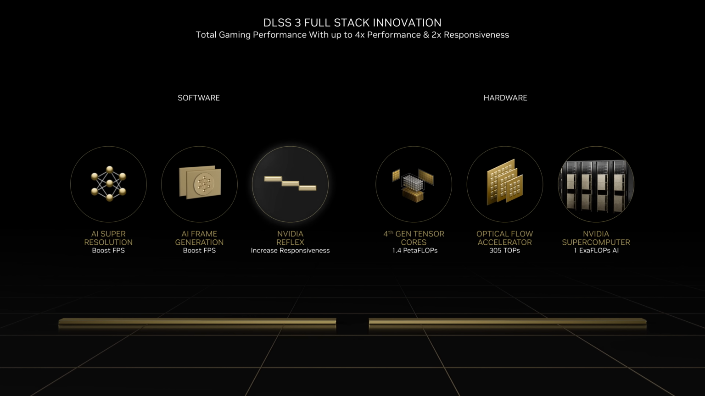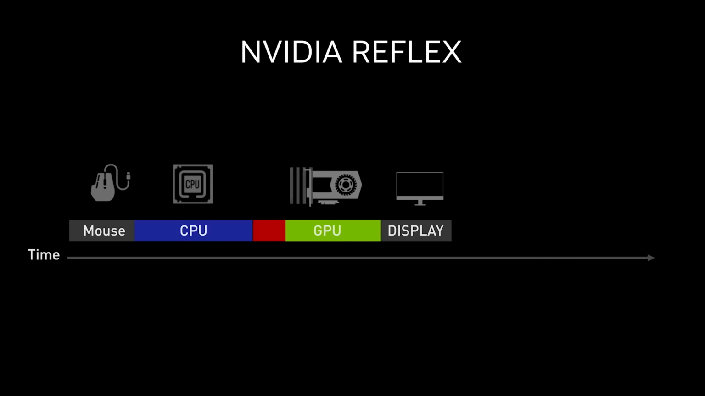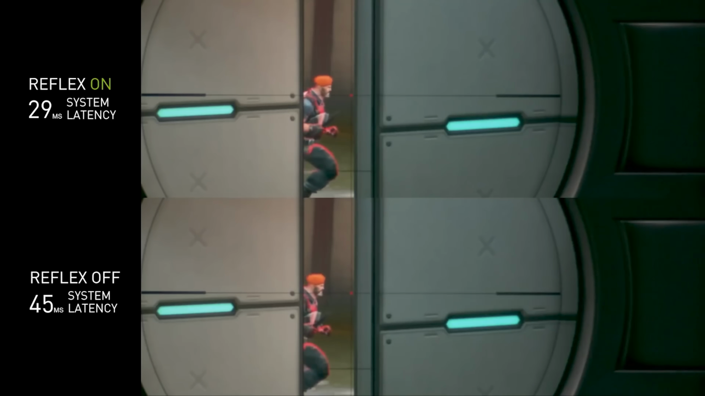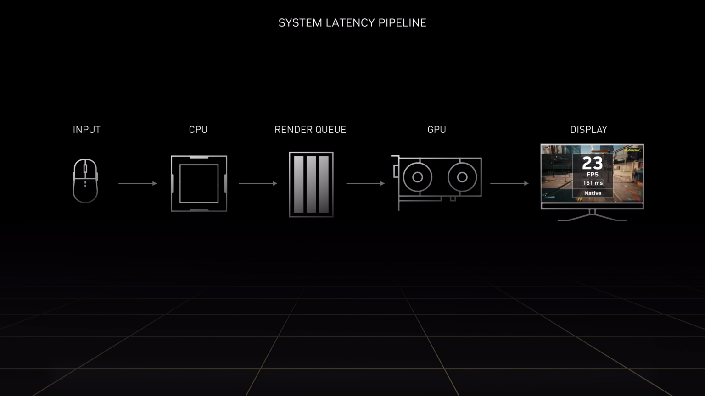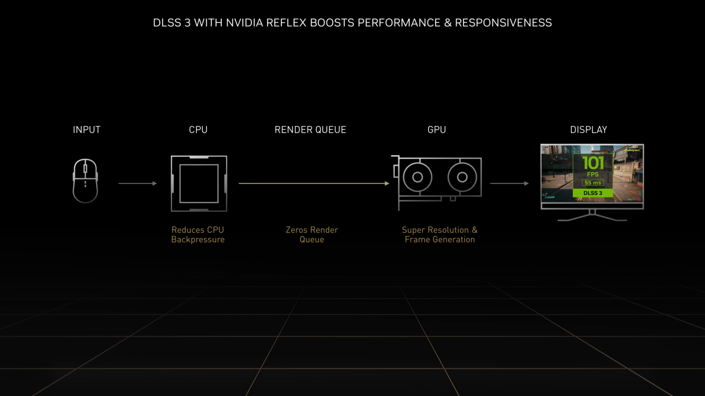DLSS3 can boost performance by an additional 2x through frame generation over DLSS2, or 4x compared with brute force rendering alone. The third software component is NVIDIA Reflex, which synchronizes the CPU and GPU in order to keep FPS high while significantly lowering latency. It turns out there's a lot of latency in a traditional game rendering system because we're queuing up work for the GPU in order to keep the FPS high. We call this the render queue. With NVIDIA Reflex, we're able to zero that out and reduce system latency by up to 2x.